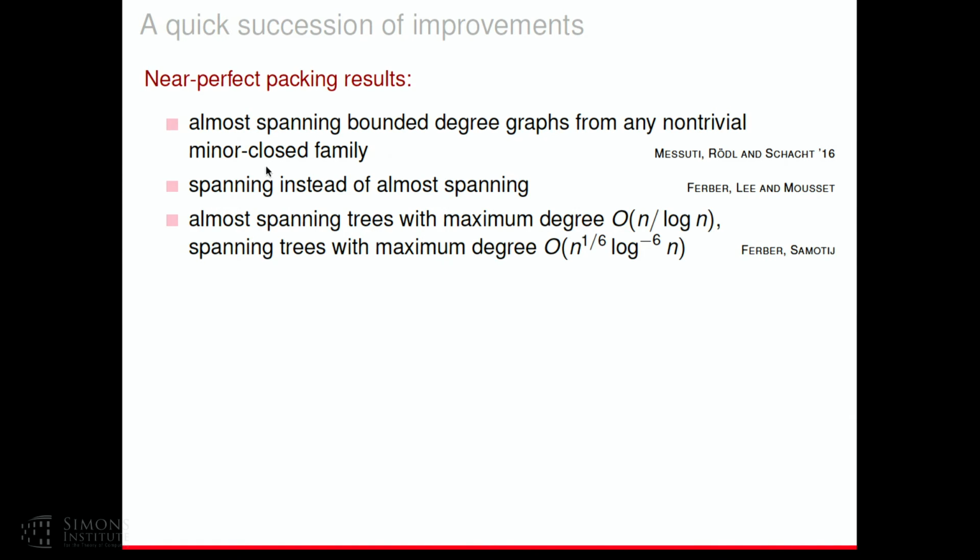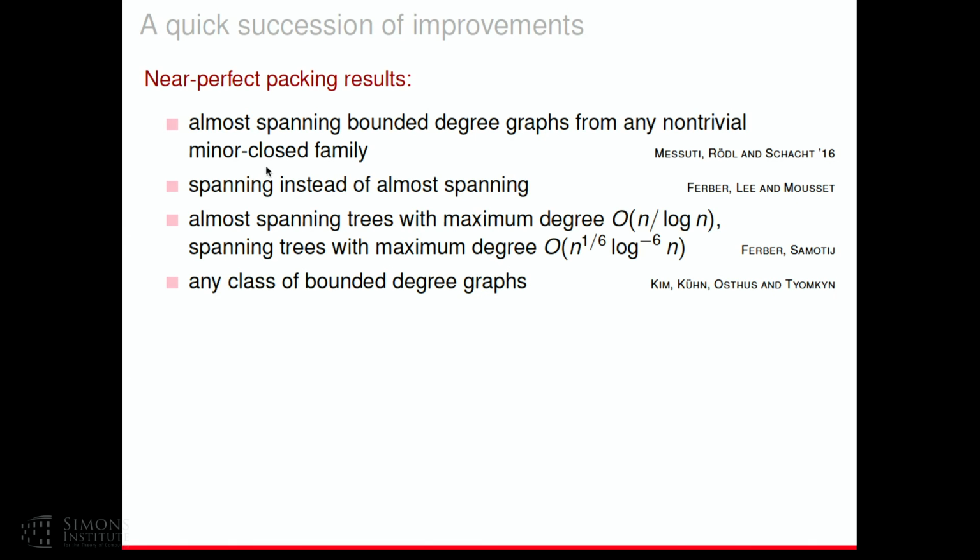So they again proved a result where you don't use up all the edges in your packing, so you only have a near perfect packing, but now you are allowed to use all the vertices in the graphs that you're embedding. And then very recently, Ferber and Samotij obtained some results again about trees, not about these more general graph classes, where they weaken this maximum degree condition. All this here is for graphs with constant maximum degree, and now they can do a much larger maximum degree, of n over log n if you're almost spanning, and of about n to the 1/6 if you want spanning trees.